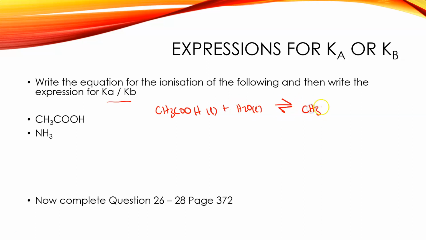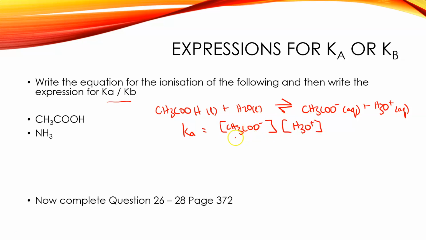So CH3COO minus aqueous plus H3O plus aqueous. Okay, so that would be the ionization. This is an acid, so we're going to have a Ka value, and that's going to be the products, CH3COO minus, over the reactants, removing water, so now it will just be CH3COOH. So now we have the full expression for the Ka.